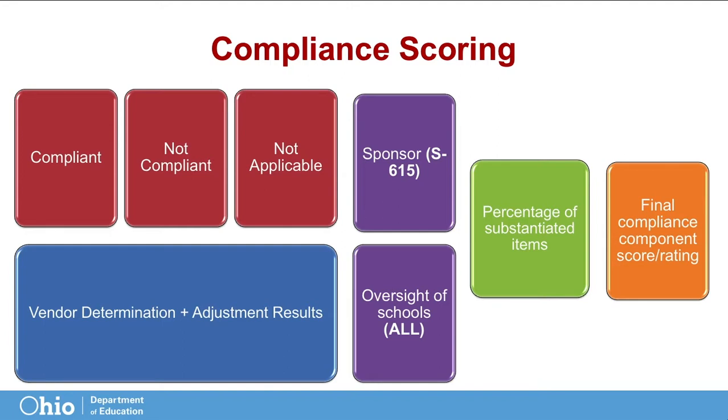The sponsor's score for the compliance component is determined by equally weighting 22 of the 23 sponsor-level items and weighting sponsor-level item S615 up to 4 points. This item specifically addresses a sponsor's oversight of all of its schools. All schools factor into the amount of points a sponsor receives at the sponsor level for item S615. The percentage of sponsor-level compliant items will yield the sponsor's overall compliance rating. Let's explore sponsor-level item S615 further and review sponsor-level and school-level scoring changes more closely.